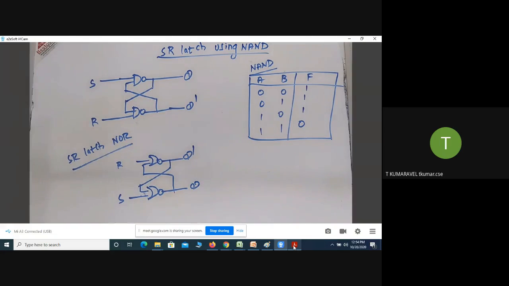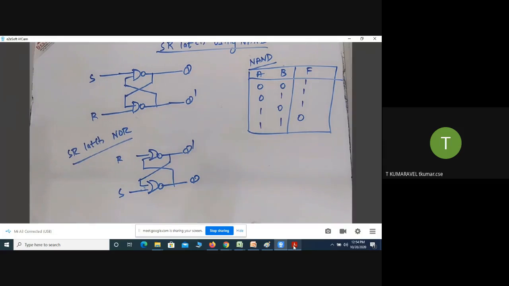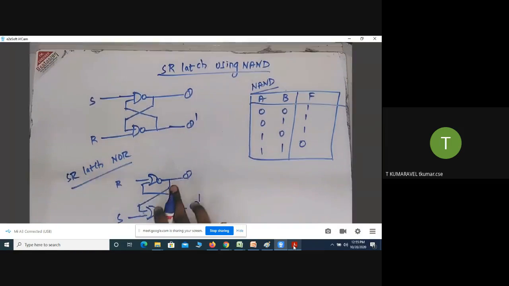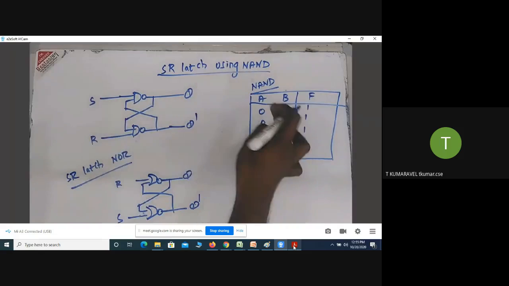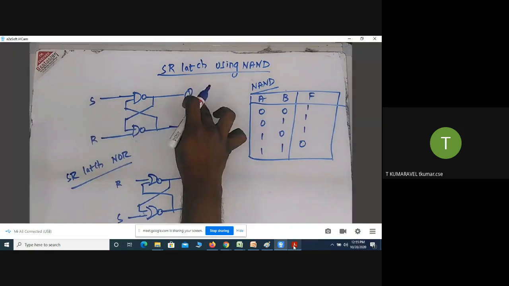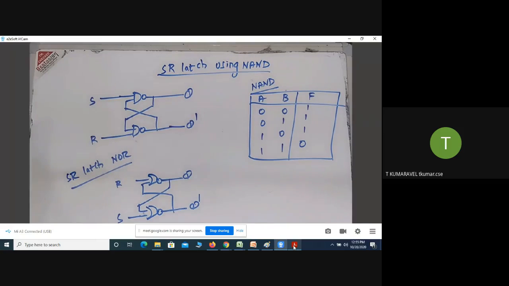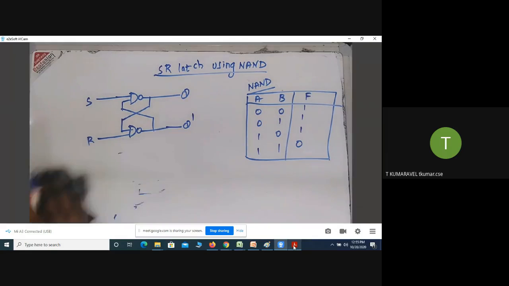There is one small difference. Previously we have seen the SR latch implementation using NOR gate. In such cases, the S output is called Q bar and the R output is called Q. Whereas in the SR latch implementation using NAND gate, the S output equals Q and the R output equals Q dash. Keep that information in your mind.